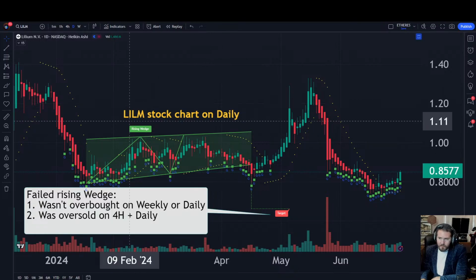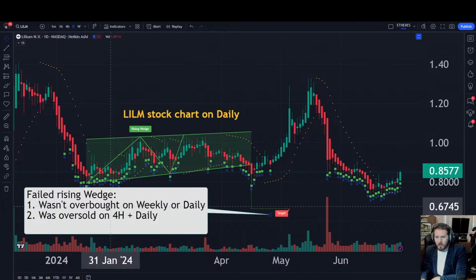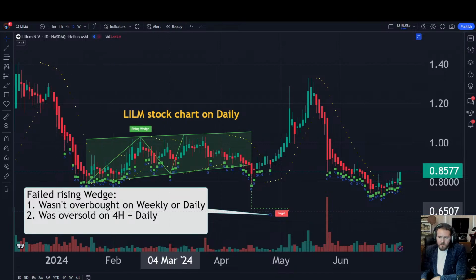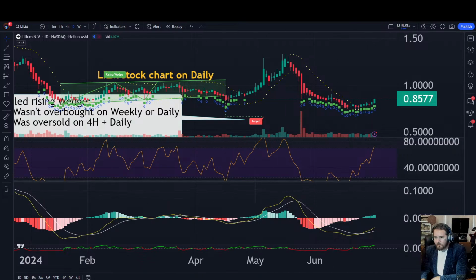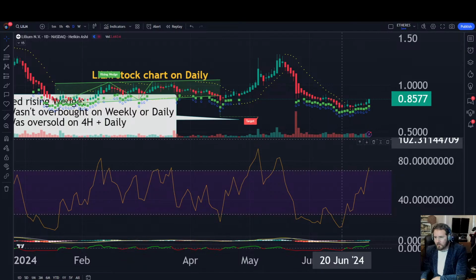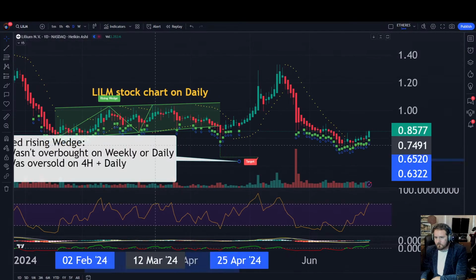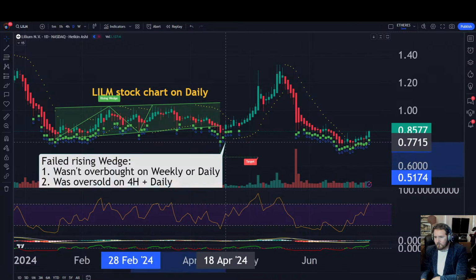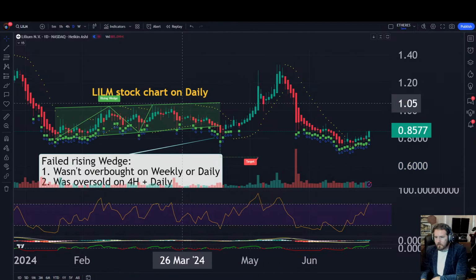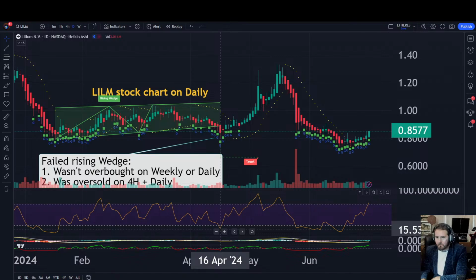The reason number one that Lilium failed to hit that rising wedge on the daily time frame is because we were not overbought on the weekly or daily, and the stock was oversold on the 4-hour plus the daily when we got over there. We're going to illustrate this as well. Let me just focus on this RSI plus the chart pattern. And you look right here, we were oversold and it recovered from being oversold. And that created bullish divergence.